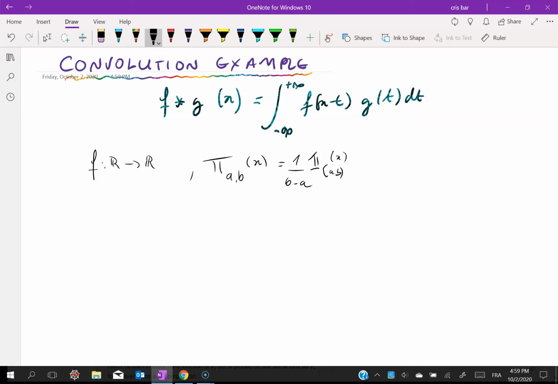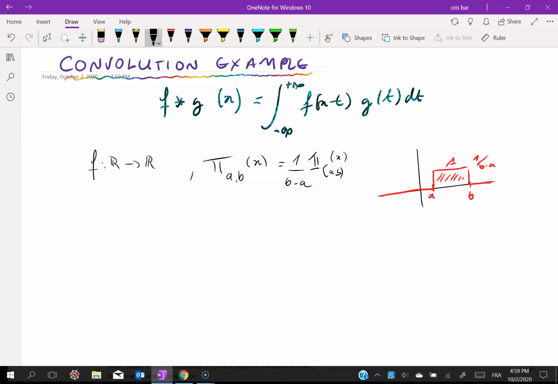So what does it look like? Let's say that this is a and this is b, and your function is 0 before a, 0 after b, and between them the value of the function is 1 over b minus a. So that if you take the area below that curve, it's equal to 1. The integral of this function is equal to 1.